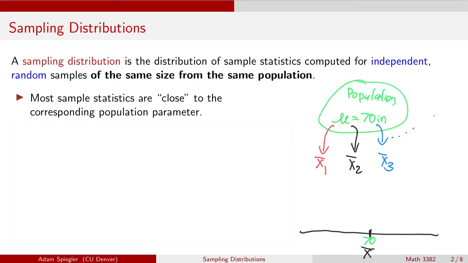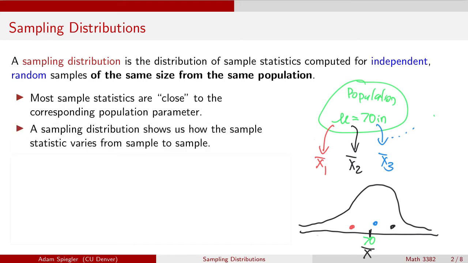Let's consider what the sampling distribution for mean heights would look like if we pick random samples, each of size n. Most of these samples are going to be pretty close and resemble the population, which has a mean of 70, but they're not going to be perfect. Maybe the red one is a little bit below, and then the sample x bar 2 is a little bit above, and maybe x bar 3, well, that's really close to 70. We can fill this distribution in for more and more values. We do this many, many times over and over again, and that gives us the sampling distribution.